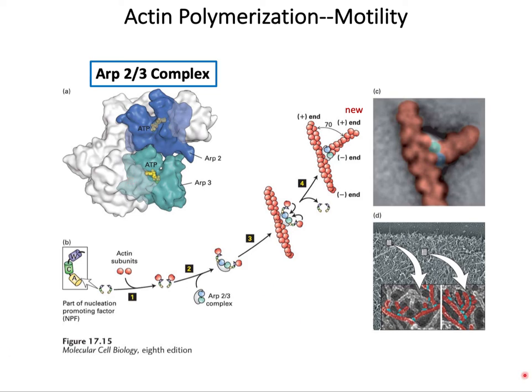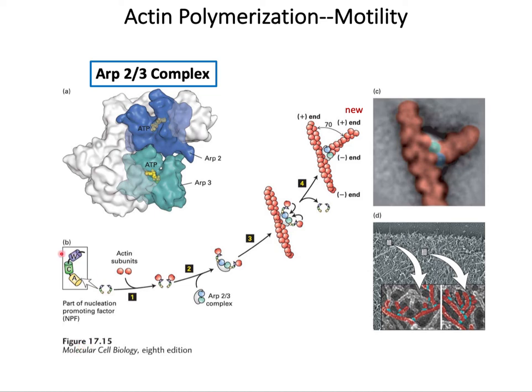So here are the steps how this can mediate the branching that is going to generate the forces to drive the leading edge of the cell forward. That is how ARP2 and 3 works. You have another protein known as nucleation promoting factor, or NPF. This protein can bind one of the actin monomers.